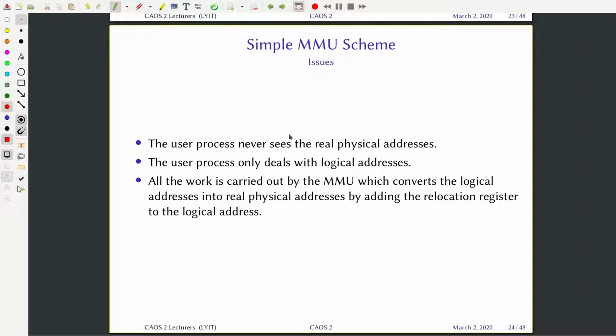So, in conclusion, the user process, P7, P22, P12, never sees the physical addresses. The user process only deals with logical addresses, and all the hard work is carried out by the memory management unit, which converts the logical addresses into real physical addresses by adding the relocation register to the logical address.